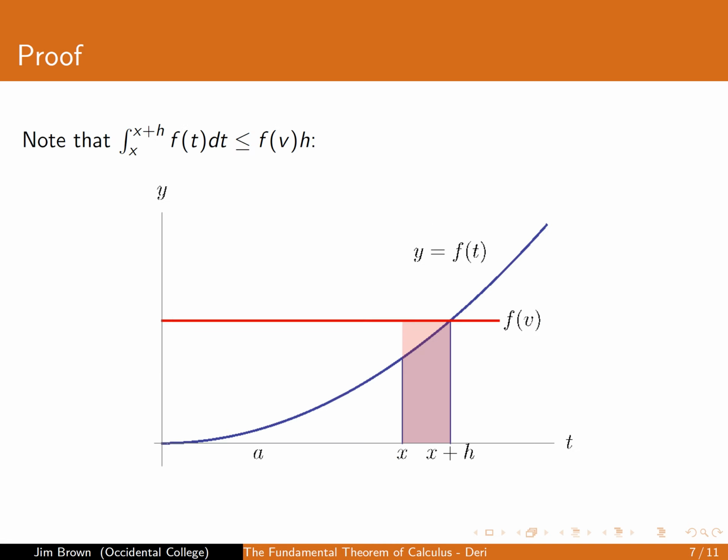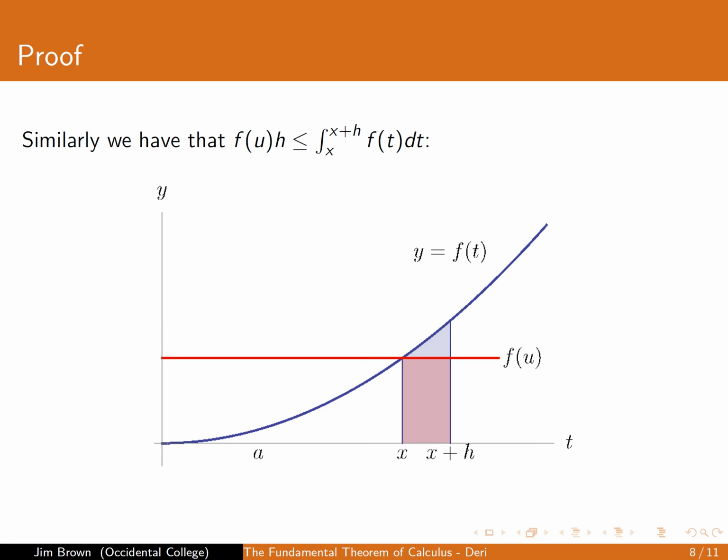So we can use that then to say, well, what is this integral on the left-hand side here? Well, it's the area under the blue curve here from x to x plus h. And notice, what is f of v? Well, this is my function f of v, it's just the red line. And so if I look at the rectangle here, the area of that rectangle is f of v times the width, which is h. So f of v times h is the area of the pink rectangle, which is certainly bigger than whatever the area under the blue curve here is. So I have that this integral is less than or equal to f of v times h.